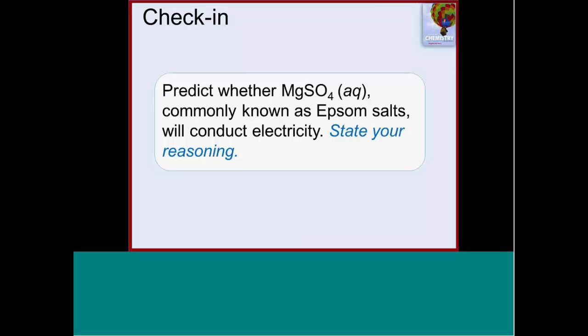So now I'm giving you magnesium sulfate. It's known as Epsom salt. The students would not necessarily know, and they see this formula MgSO4 aqueous. They should know what aqueous means because we've already taught that to them. So if I tell them I have MgSO4 aqueous, will it conduct electricity? State your reasoning. And so what do you think some of the students might say?